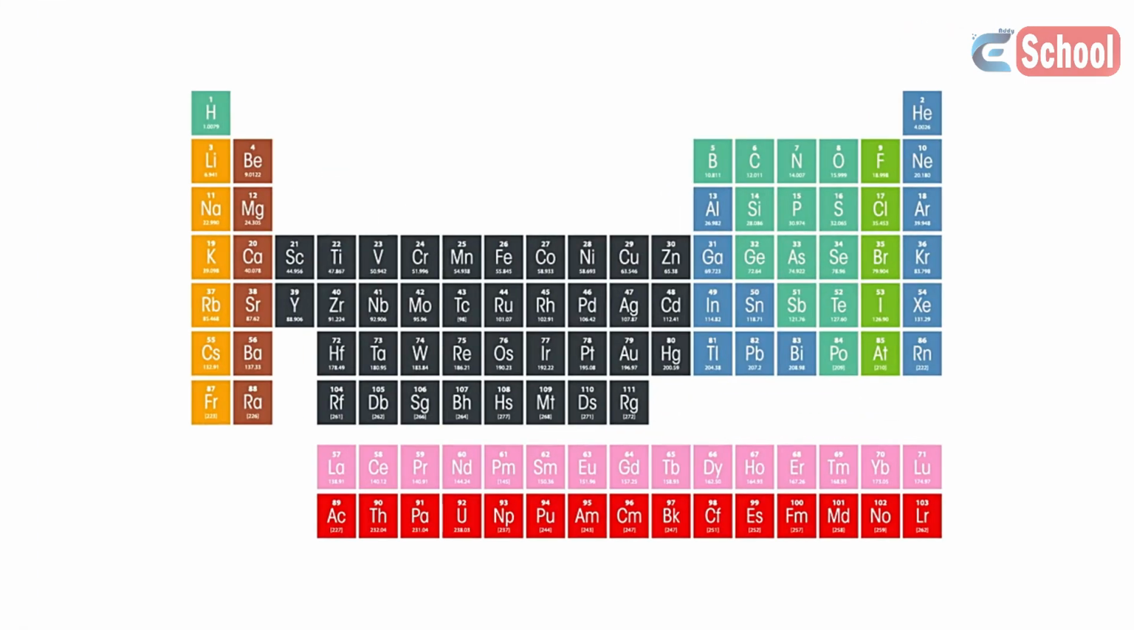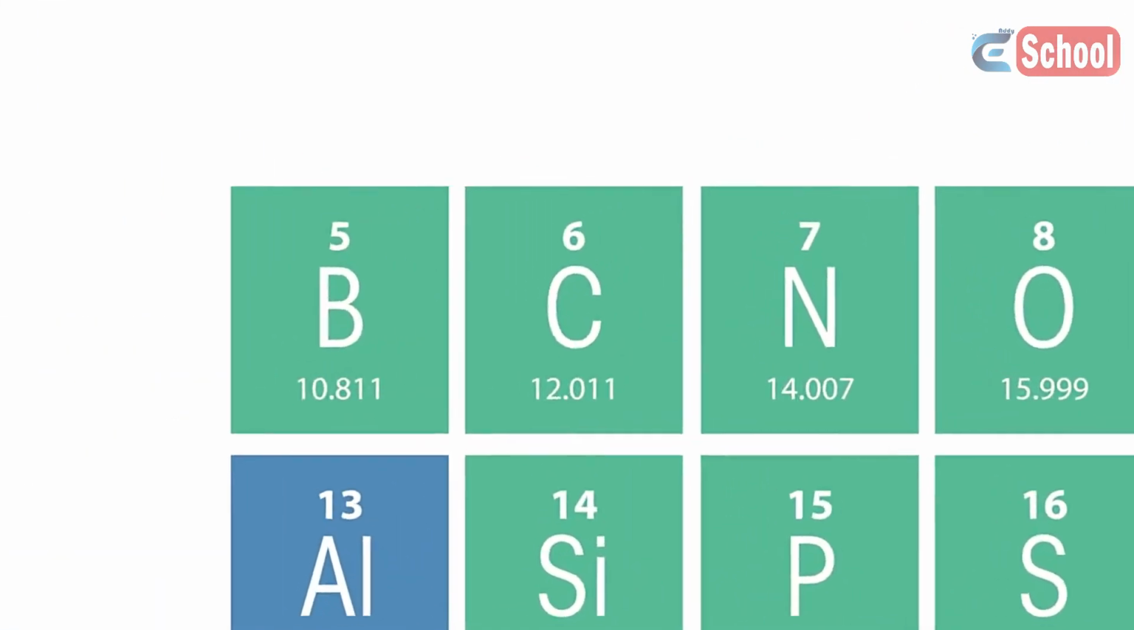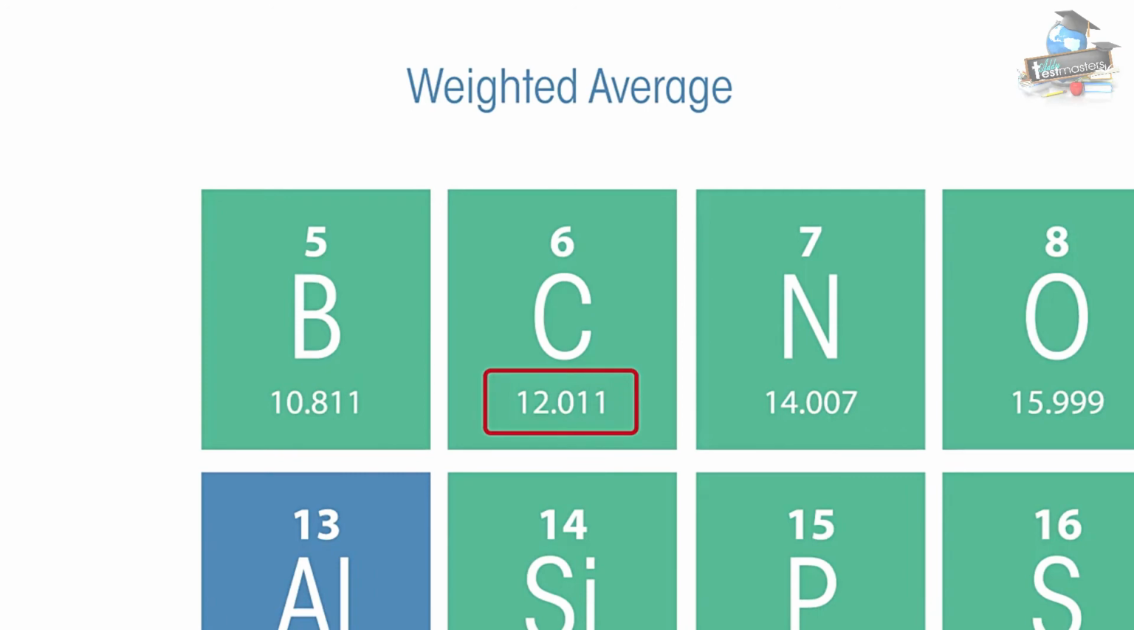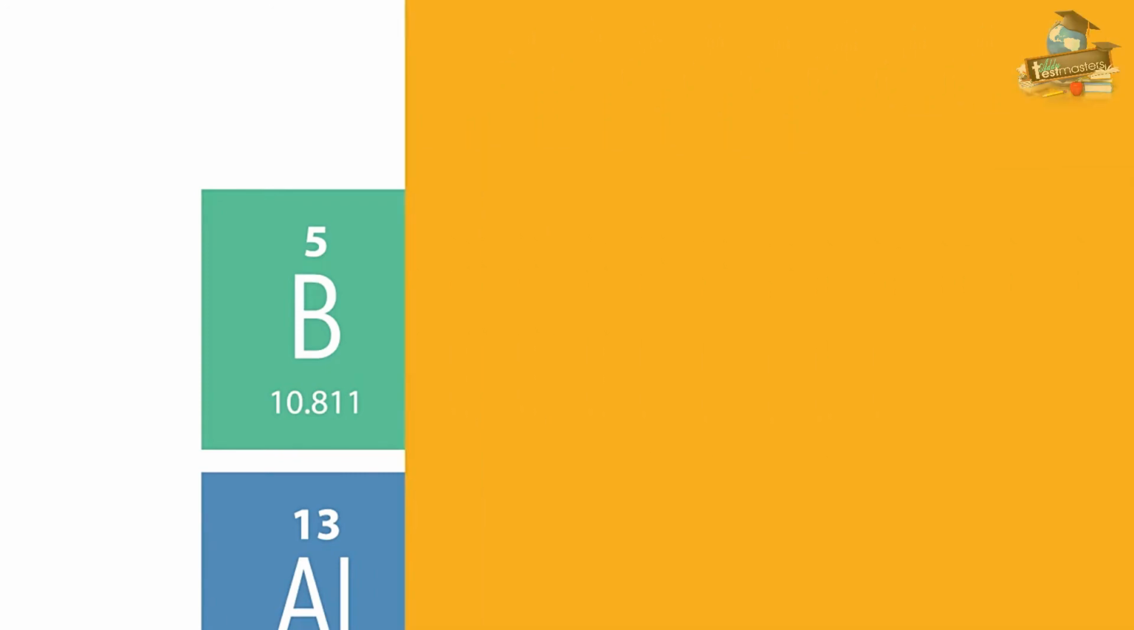Have you ever wondered why some of the mass numbers in the periodic table aren't whole numbers? This is because the mass shown in the periodic table is a weighted average of all the atoms of that element, so of all the different isotopes. If it's close to a whole number, that usually means there's only one common isotope.